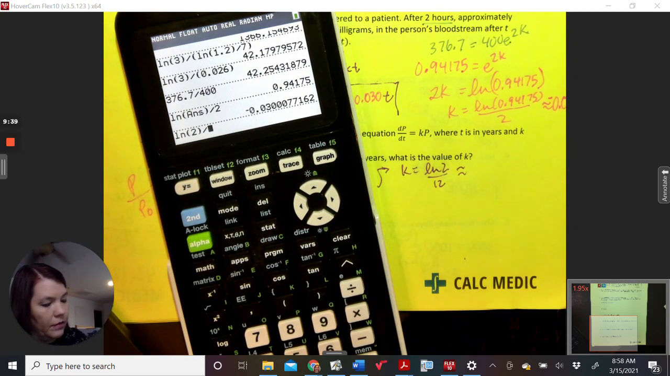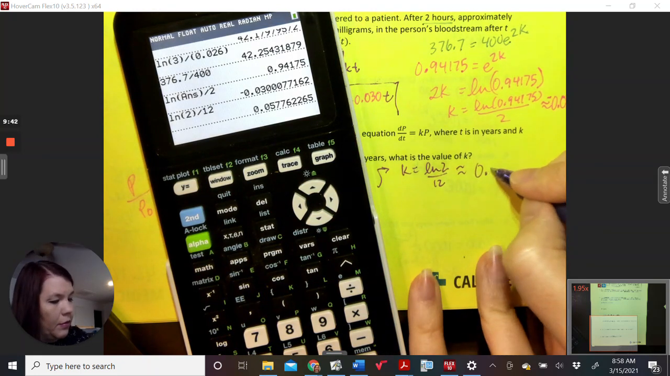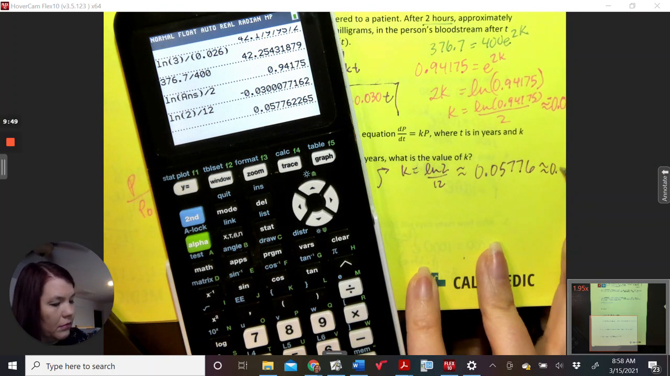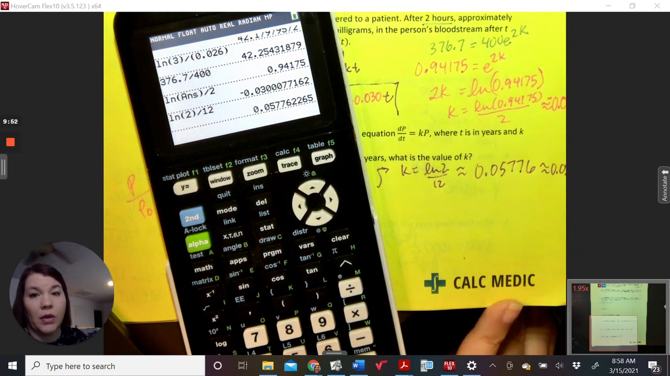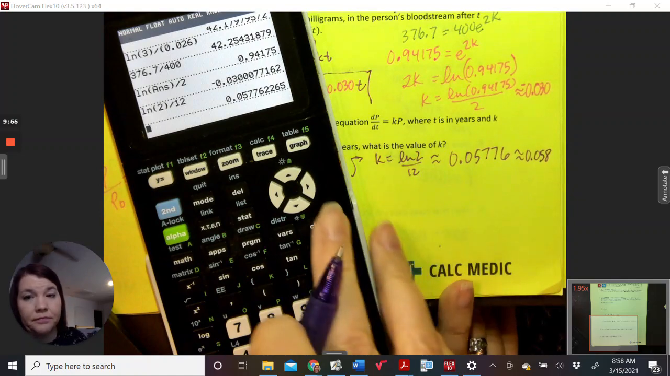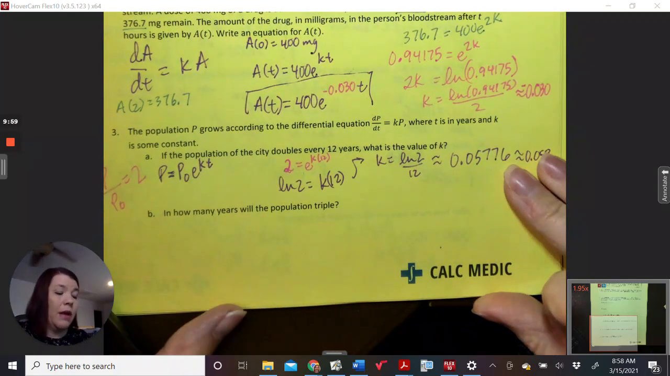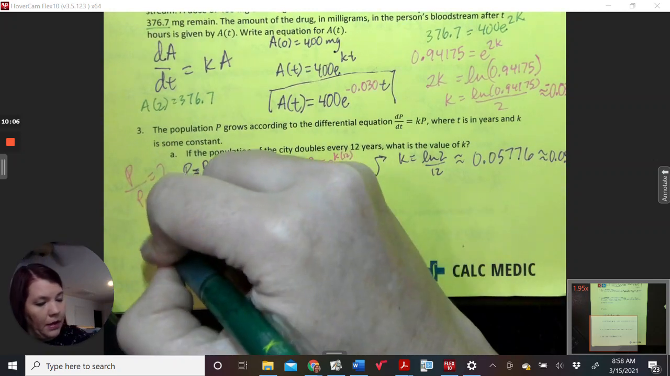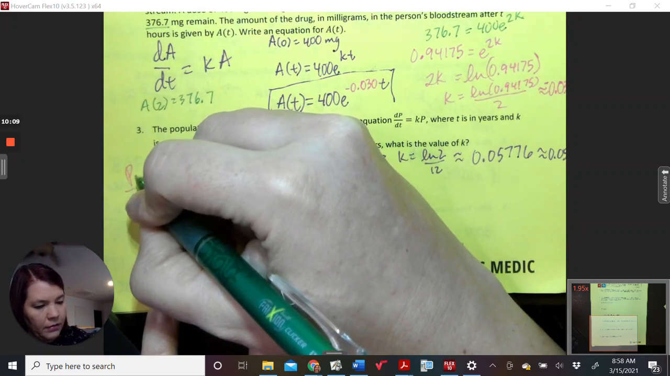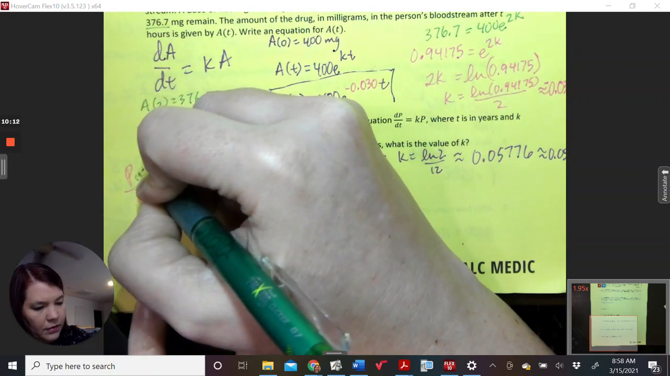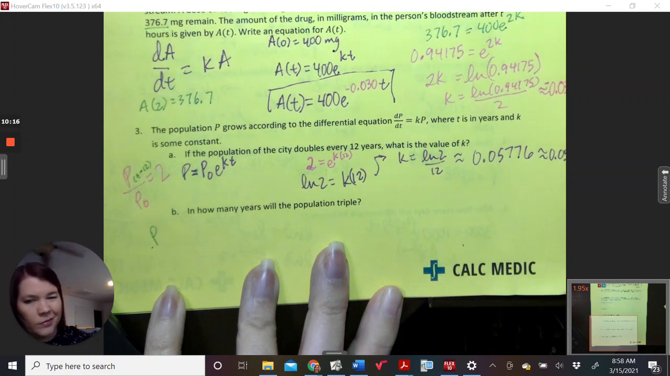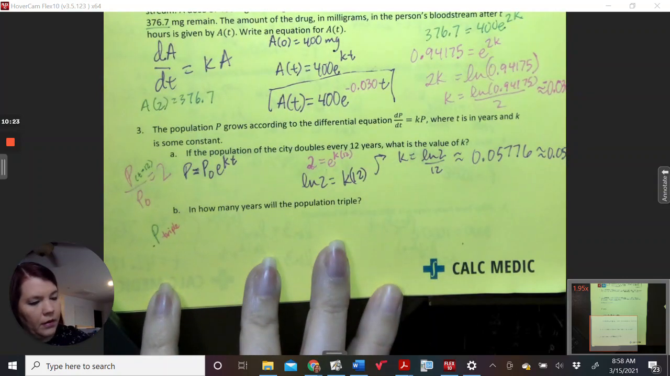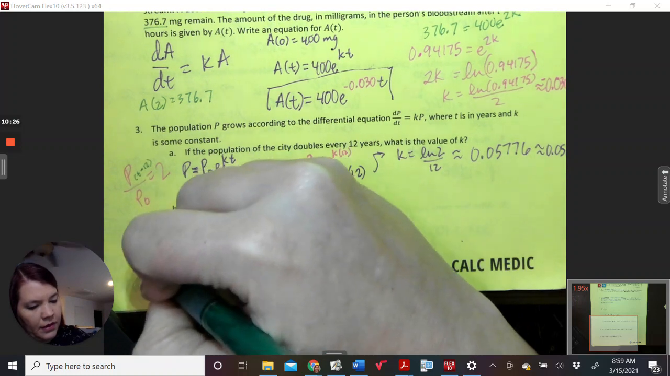Okay. And so now it wants to know how long will it take the population to triple. So if the population is tripling, P, the new population, P divided by P sub 0 needs to equal 3 now. So 3 equals e to the k times t. K is 0.058, and again, I should really use ln 2 divided by 12, so I'm going to use that.